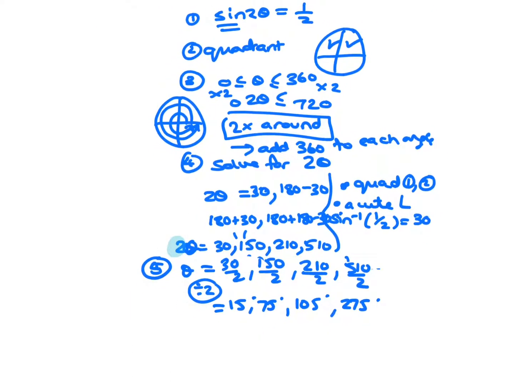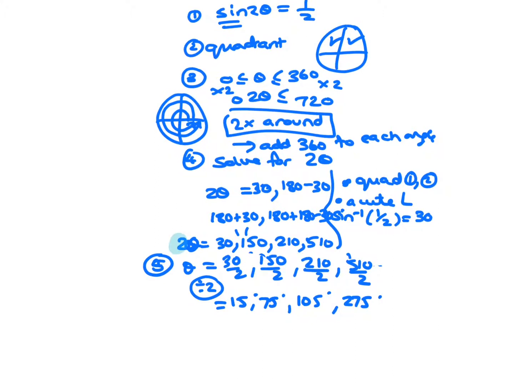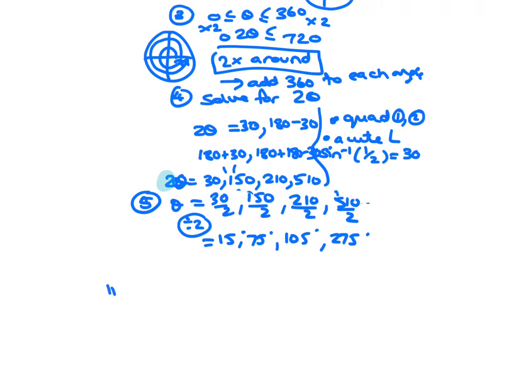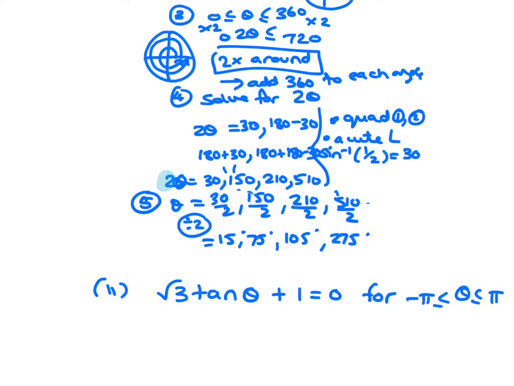Okay, so that's the solution to that equation. Now we're going to look at 2 theta again, but this time let's go root 3 tan 2 theta minus 1 equals 0, and we're going to solve it between pi and minus pi.